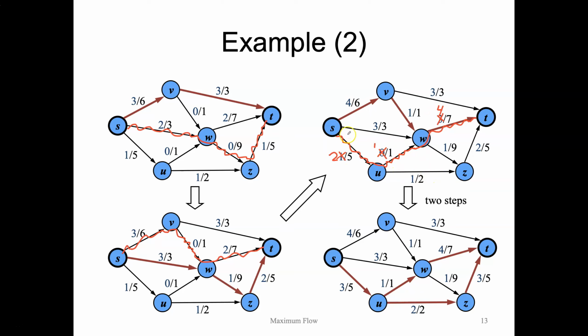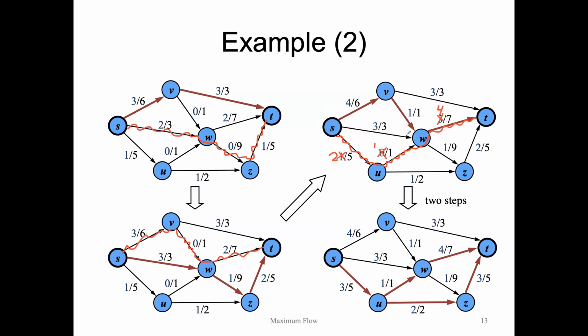Okay, now what else can we find? Notice that we can't find anything from V. We can't send anything else. So while we can get from S to V following an augmenting path, from here we're stuck because we can't send anything more from this edge from V to T or from V to W. We can't send anything from S to W either because this edge is maxed out.